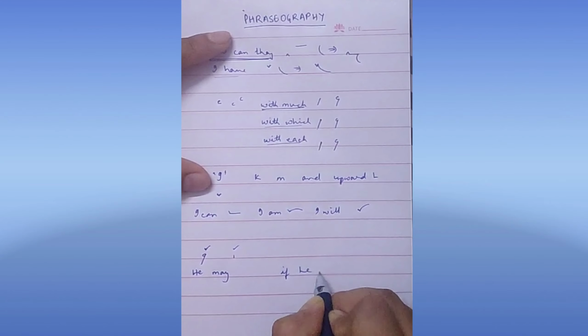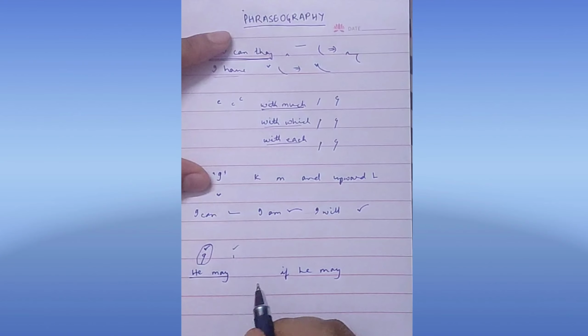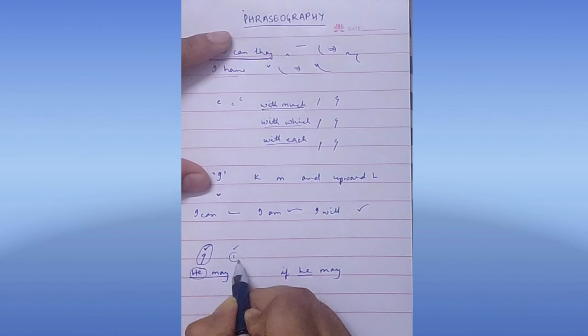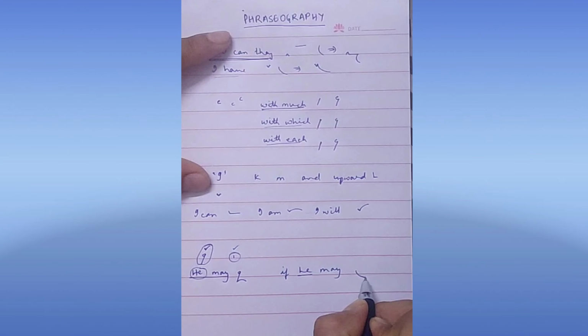For "he may", as I have already told you, if H stands alone, or when H is in the beginning of the phrase, the full length H should be used. So this is in the beginning of the phrase, so you should write like this: he may. But here H is in the middle, so we should use this one: if he may.